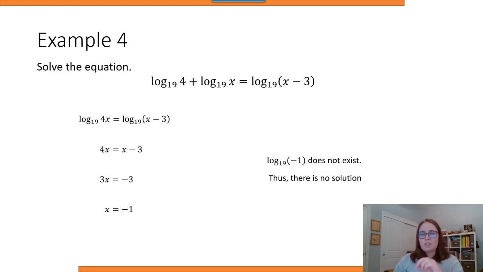So make sure to always check your answer, particularly if it's negative, but it's a good idea to check every time when you're solving a log equation. And that is it for solving logs and exponential equations.